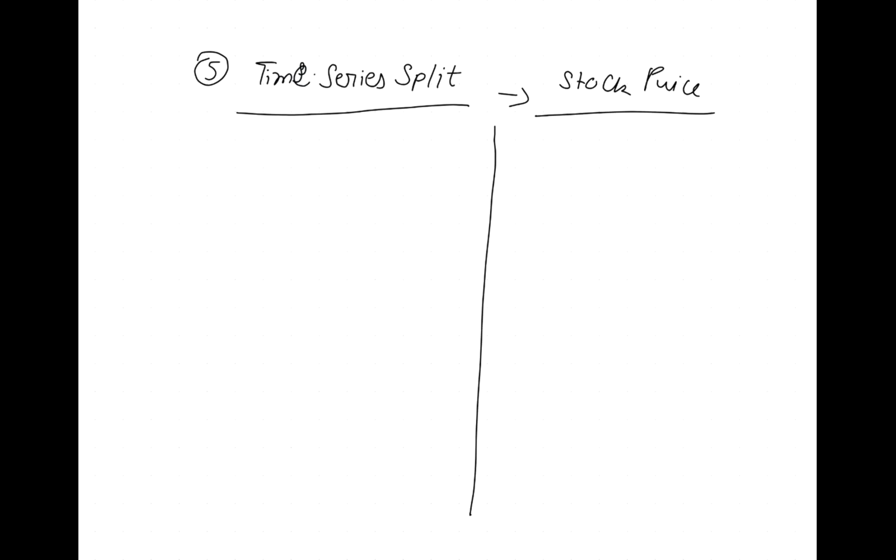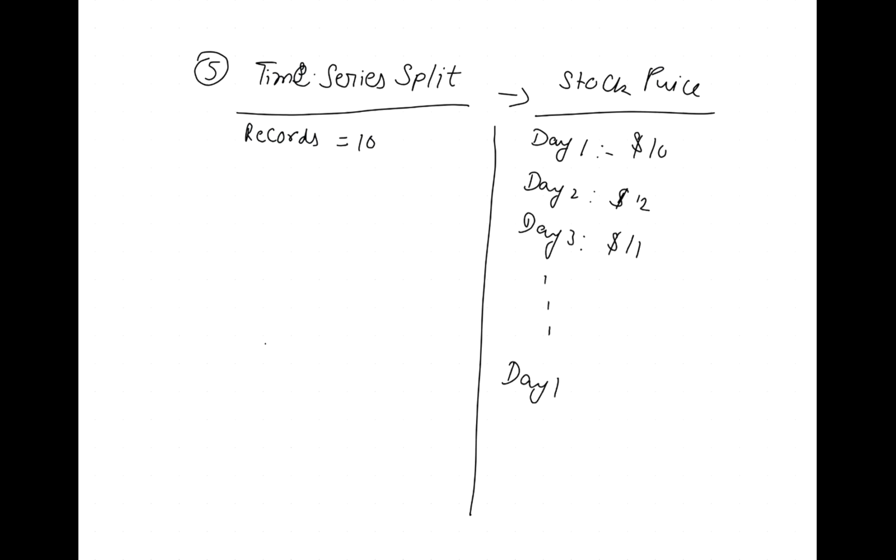Just give me here, look. So you have, let's say, 10 records. You will split it like this, like in the first one here. So we are again going to take 10 records. I will take an example of stock price. On day one, the stock price is $10, and on day two you have $12. Day three has some value, 11, and so on. Let's say day 10 has a value of $19.